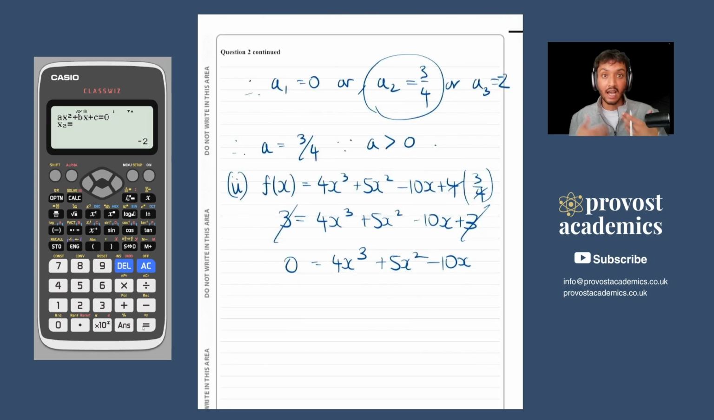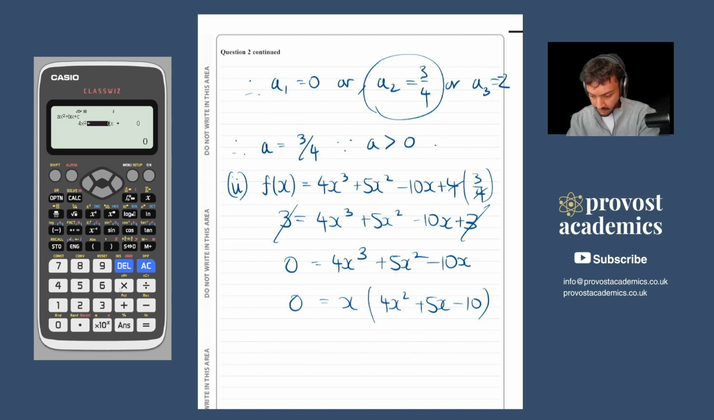Again, I'm going to take an x out because it's a cubic. So I can take an x out to give me 4x squared plus 5x minus 10. And I'll just hop on to my calculator again, and I'm going to say I've got 4, 5, and I have minus 10. Okay, cool. Right, looks a bit horrible, but we move.